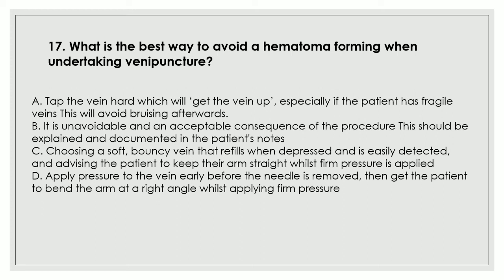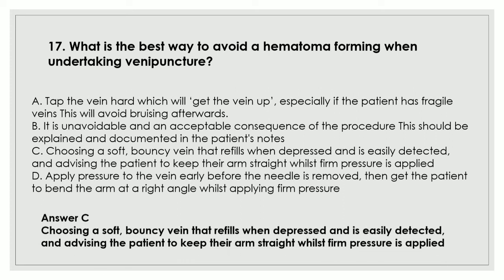C. Choosing a soft bouncy vein that refills when depressed and is easily detected, and advising the patient to keep their arms straight whilst firm pressure is applied. D. Apply pressure to the vein early before the needle is removed. Then get the patient to bend the arm at a right angle whilst applying firm pressure. Answer C. Choosing a soft bouncy vein that refills when depressed and is easily detected, and advising the patient to keep their arms straight whilst firm pressure is applied.